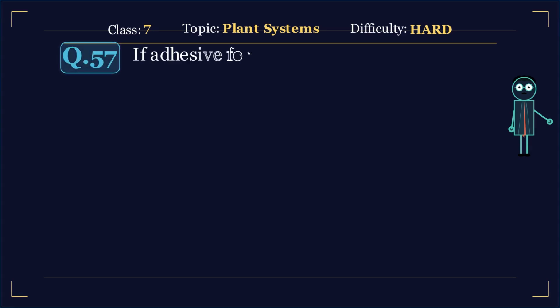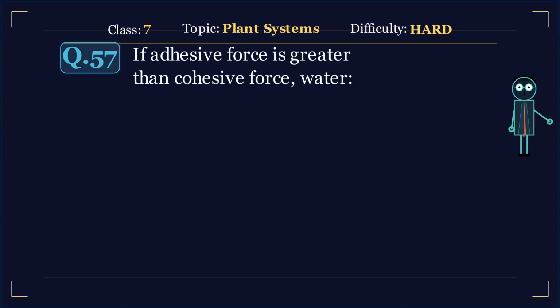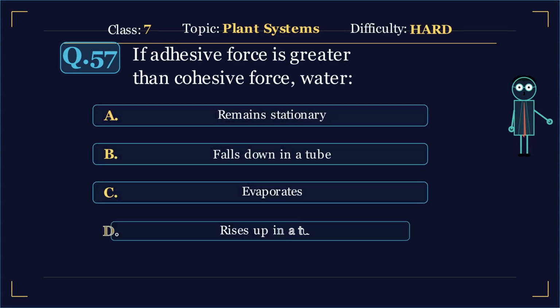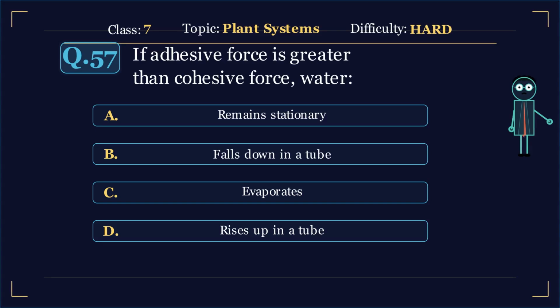Question 57. If adhesive force is greater than cohesive force, water. Option A, remains stationary. Option B, falls down in a tube. Option C, evaporates. Option D, rises up in a tube. The correct answer is option D.